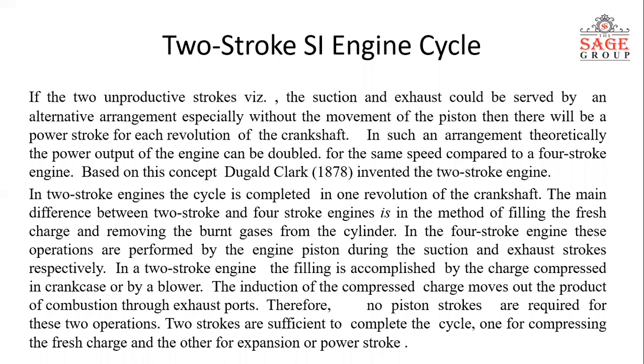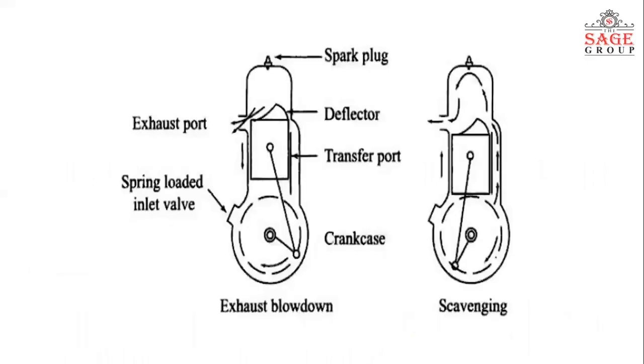Based on this concept, Dougal Clark invented the two-stroke IC engine. In the two-stroke IC engine, the cycle is completed in one revolution of the crankshaft. The main difference between the two-stroke and four-stroke is in the method of filling the fresh charge and removing the products of combustion from the cylinder.